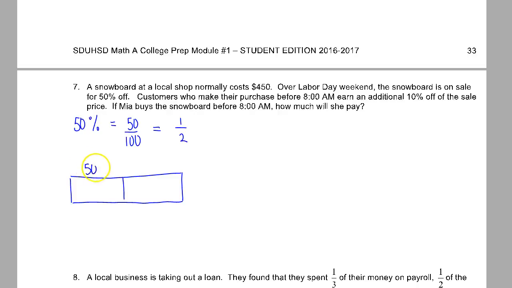And 100% divided by 2, of course, is 50. So 50% for each section. The snowboard originally costs $450. And if I divide that cost by 2, I'm going to place $225 in each of the two sections.